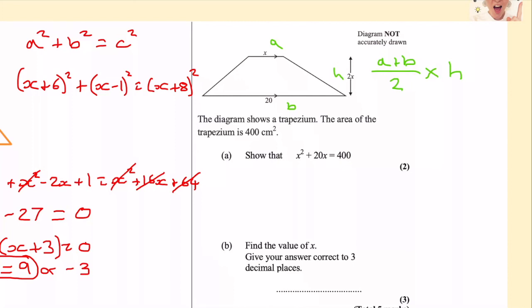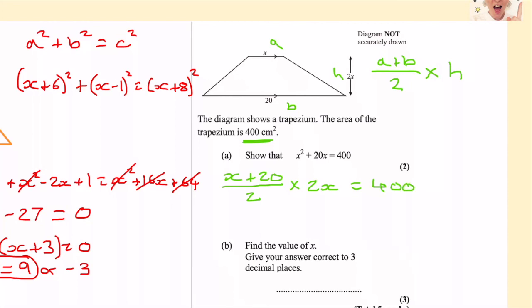I really like these questions because you know you've got it right. As long as you get back to that, you've got it right. So a plus b, we end up with x plus 20 over 2, and then times by the height, which is 2x. And that should be equal to 400 because they've told us that's the area.